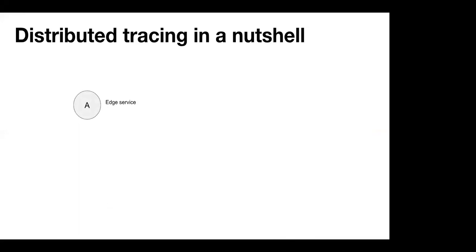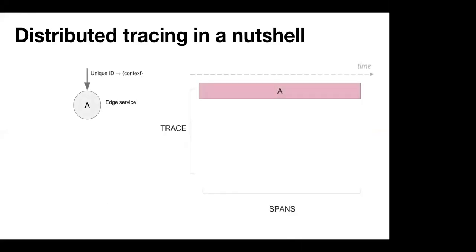So you have some service A, which sits at the edge of your ecosystem. And a request will come in. When this happens, we start what's called a span. A span represents logical work that takes place at one service. So we have a request coming into service A, we're starting span A, and you can see that it proceeds from left to right across time.